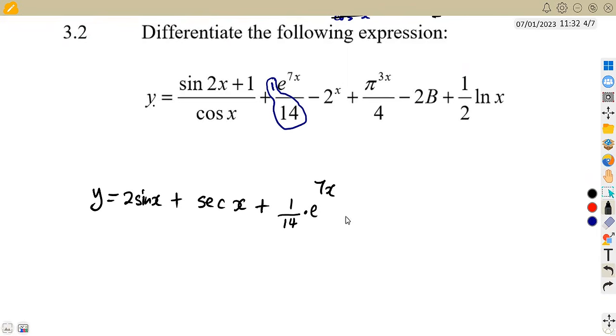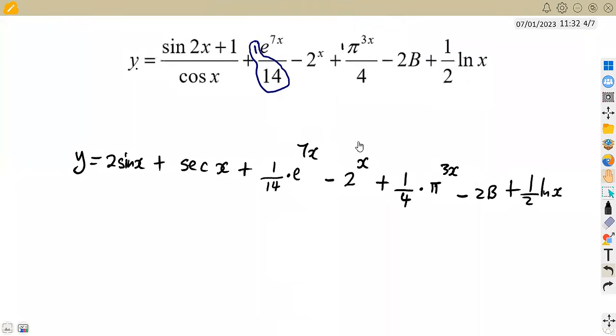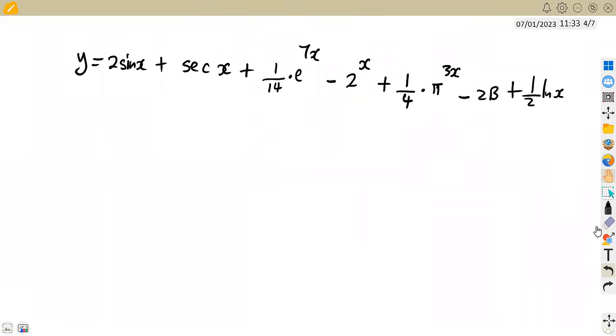All right. Negative 2 to the exponent of x. This one, there's nothing. Same here, 1 over 4. So it's the same as 1 over 4. So you can write it as plus 1 over 4 times pi to the exponent of 3x minus 2b plus a half ln x. So for these ones, there's nothing that we can do. We just rewrite them as they are. They are already in a format that we can differentiate. So what we just needed was to rewrite our expression in a way that we can differentiate, because once we have got it this way, then we think of our standard derivatives.